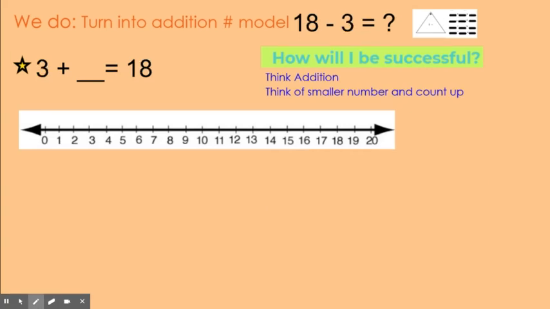Let's do one more example together. This one is 18 minus 3. The first way that we can think about this is addition. So when you think addition, what does it say we need to do? Right, we need to think of the smaller number and count up. So the smaller number is 3. And where are you going to stop? On the number 18.